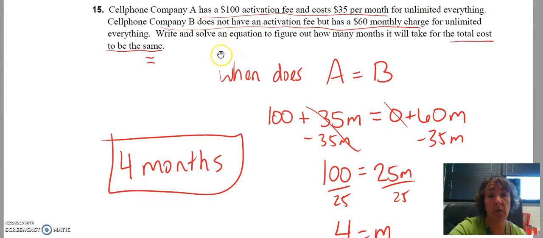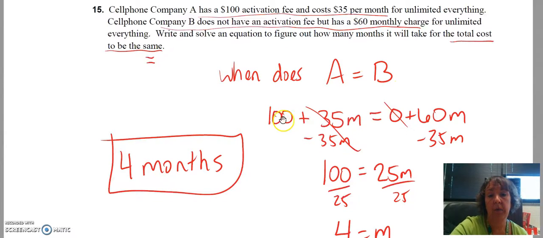If it says write and solve an equation, you do have to do that part to figure out how many months it will take for the total cost to be the same. So you'll see I wrote equals here. You could have also, up here where it says "and," written a plus. And this "and" means you're going to add them together. So basically our question is, when does A equal B?